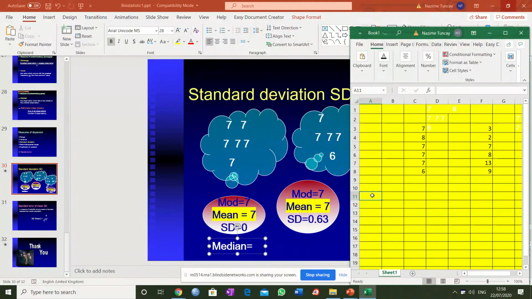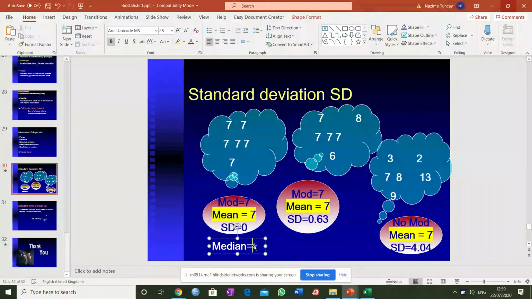Now I am going to calculate the median. The first one, I write here in order. How many numbers? I should have 6 numbers here. If you have an even number of values, the median is in the middle: the third and fourth, you add these two and divide by 2. But it is again 7 here. So everything is 7, so the median is 7.